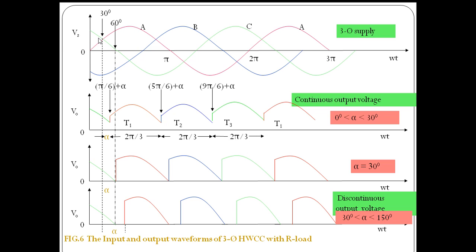If we observe, phase A will be more forward biased at 30 degrees, but we are not applying the firing pulse. It will be delayed by an angle α. For a duration of α, it will be delayed. Then thyristor T1 will be in conduction at this instant. So we are having the output of phase A, and this phase A output will be available up to this extent. So V0 will be like this.